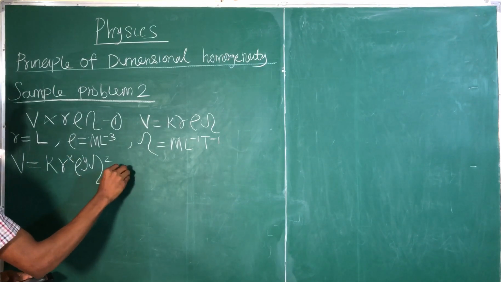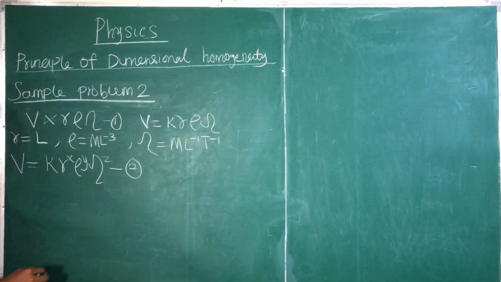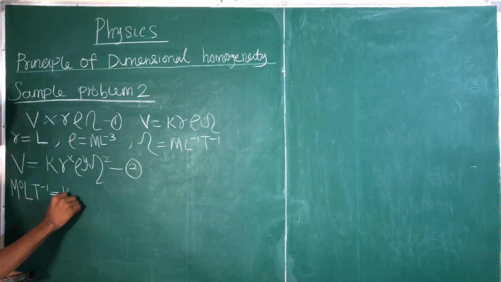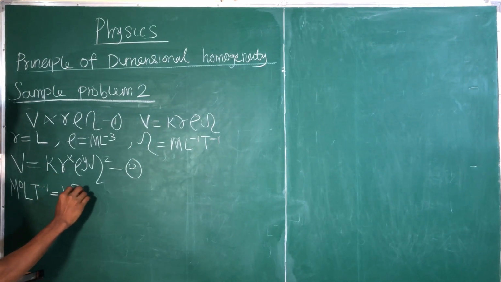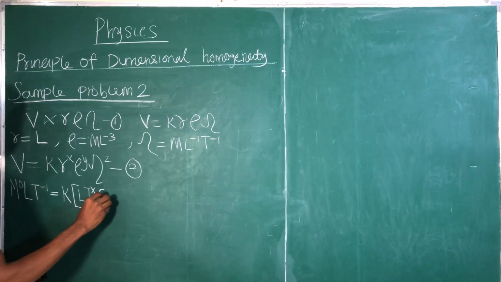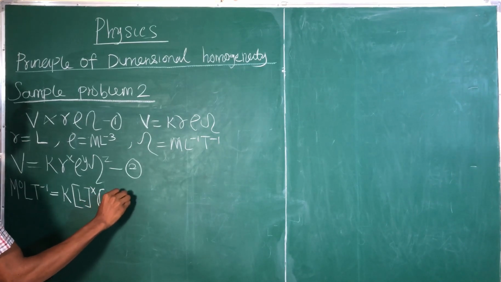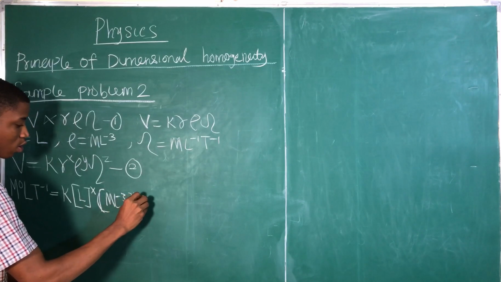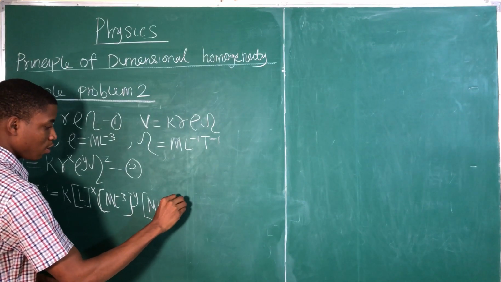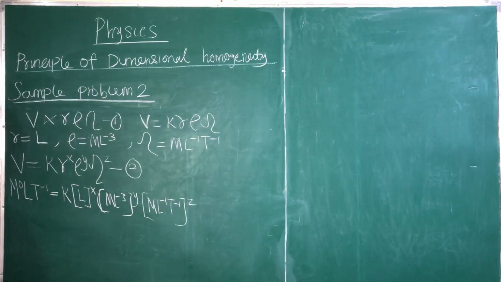Let's call this equation 2. The next step is to express this in terms of the dimensions, which are the fundamental units. Velocity is M^0 L T^-1. This equals k, times radius, which is L, raised to x, times density, M L^-3, raised to y, and lastly M L^-1 T^-1 raised to z. The next step is to open the brackets.